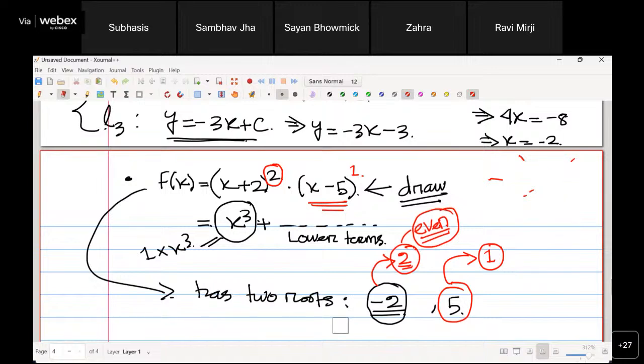If the multiplicity is odd, then it will cut the x-axis at that point. So the multiplicity actually decides whether at that point the graph will cut the x-axis or whether it will bounce back. So is it clear now?